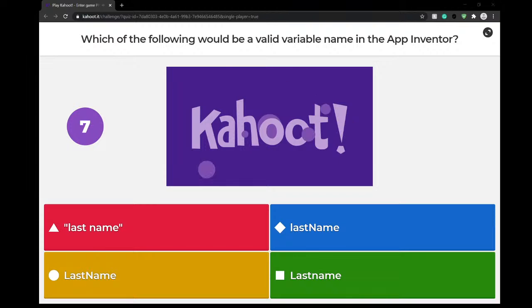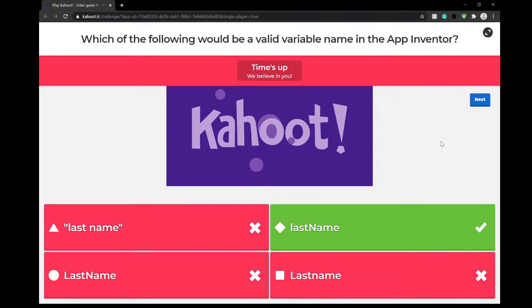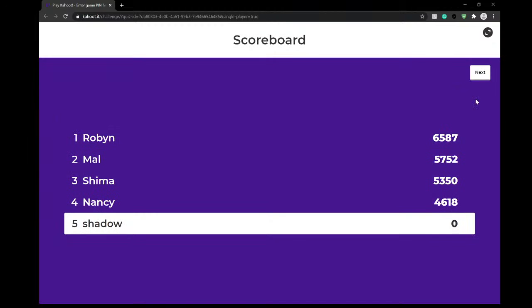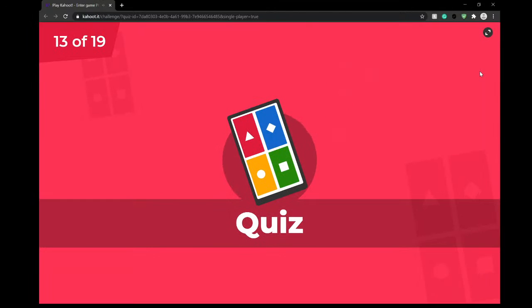Just remember your variable name rules, and you should get this right. Alright, so time is up, and the answer is B, last name. The reason is that first, you need to start with lowercase. If you just look at the uppercase ones, you can cross those out. And then the other one shouldn't have quotation marks. So last name would be the valid variable name.